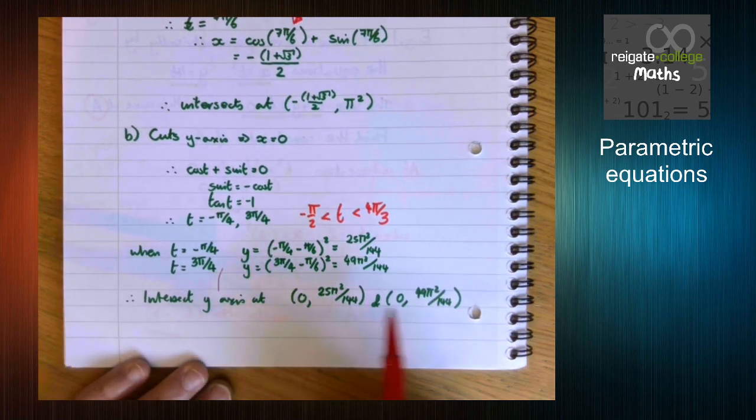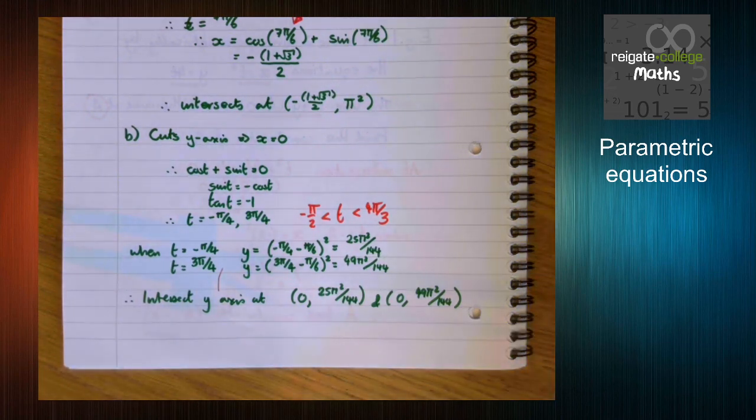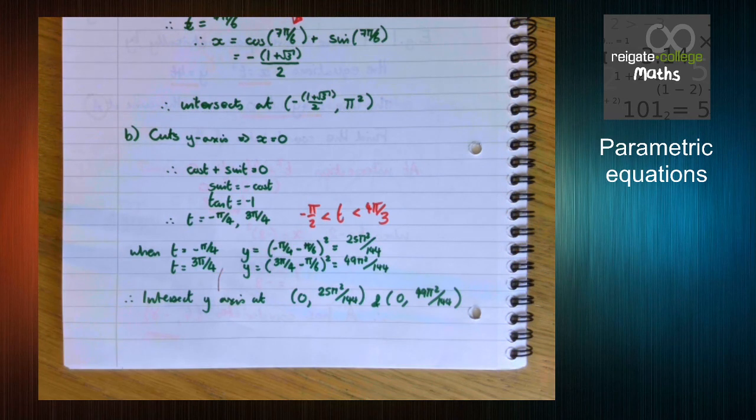It intersects the y-axis at these 2 points. And that's it. Obviously, the geometric problems can get a lot more wordy, a lot lengthier, but this is the basics of it: substituting values in, finding values of t, and substituting those into one or both of the starting parametric equations.